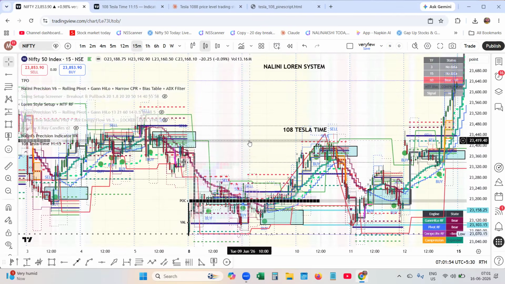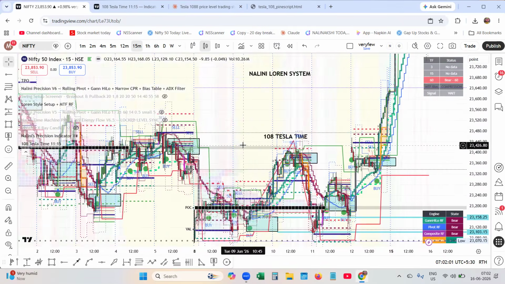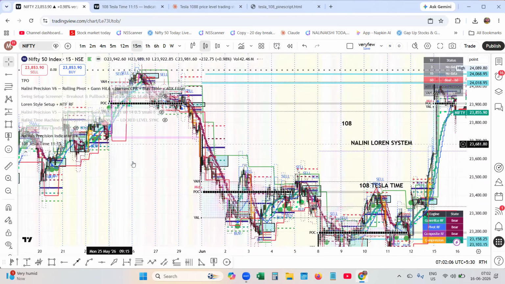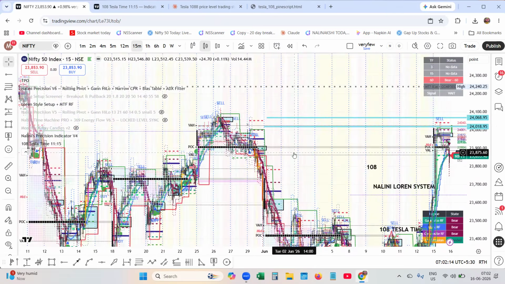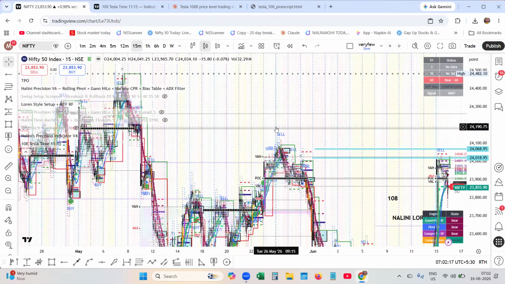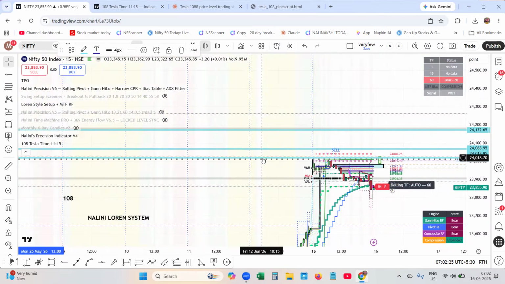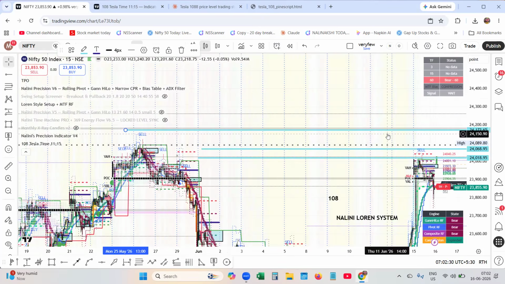Now, in our Indian market, the important Tesla time price level is 23,490. The market has crossed this, and you can see the Tesla time has been aligned exactly. Another Tesla time is around 24,192. If the market crosses this, it can do that.